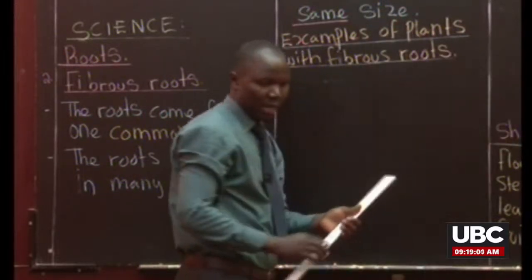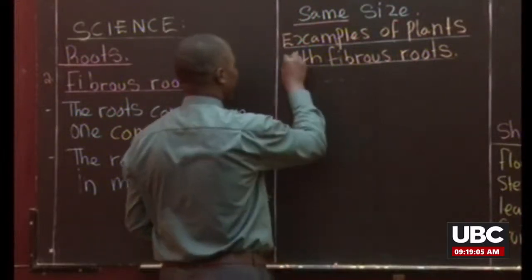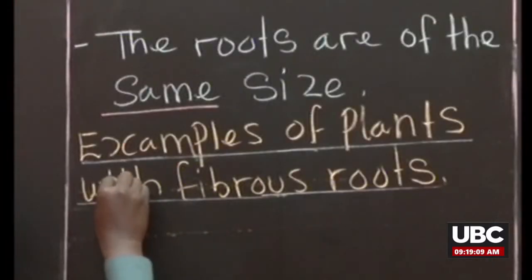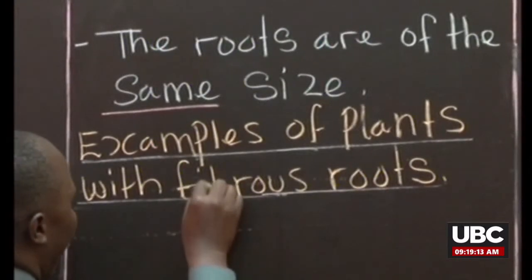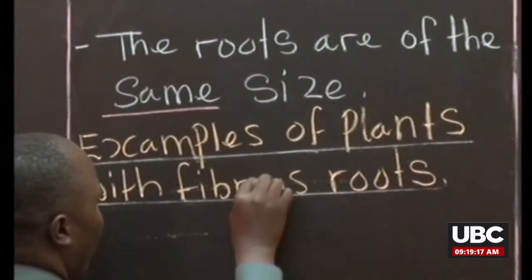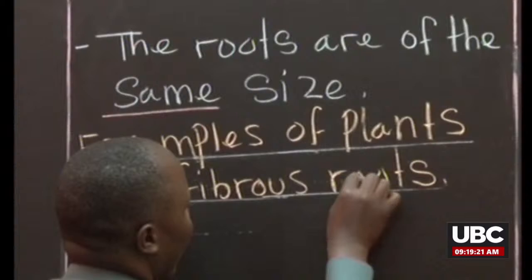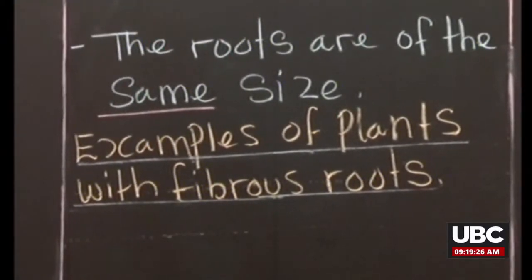Okay, sorry, our ruler created the change, but this is with. This is W, I, T, H, this was F, I, B, R, O, U, S, and then this was R, O, O, T, S. So, examples of plants with fibrous roots.